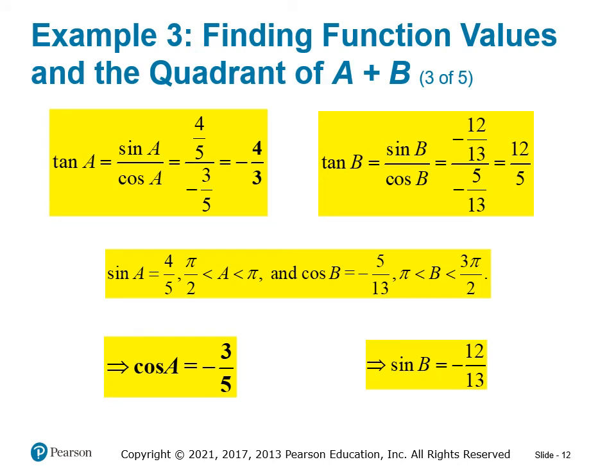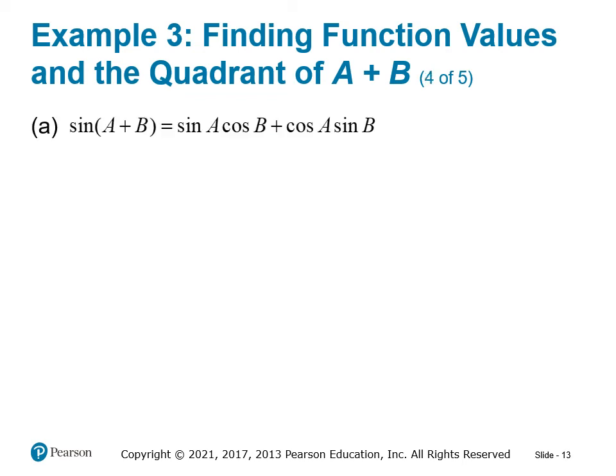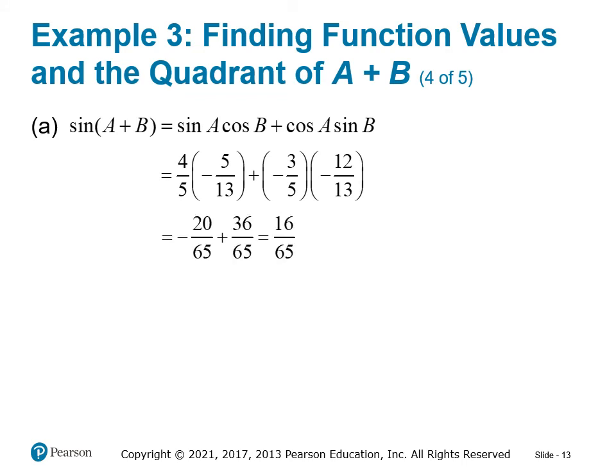So here's all the values that we have and that we'll need to find the sine of the sum and the tangent of the sum. Now all we're doing is plugging in values. We have the identity of sine A plus B. We plug in the values and do the math, and we get 16/65.